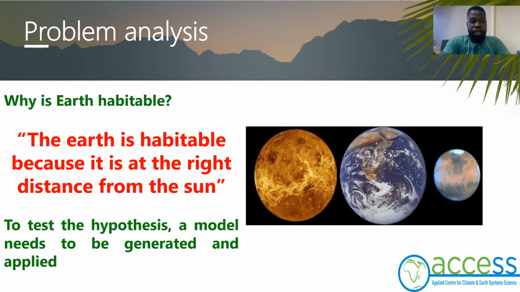Starting with the problem analysis, we are going to use the Not to Code talk and try to explain the modeling process using that talk. In that talk, we learned that the problem was, why is Earth habitable? And the hypothesis was synthesized from this question, which says that the Earth is habitable because it is at the right distance from the Sun. Is this true? We have to test the hypothesis. We have to create a model now to understand if this is true.